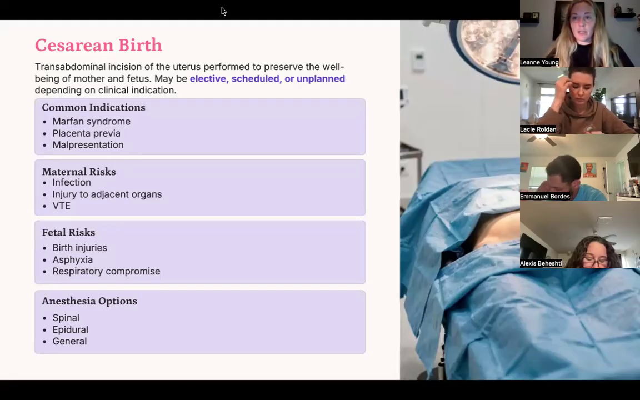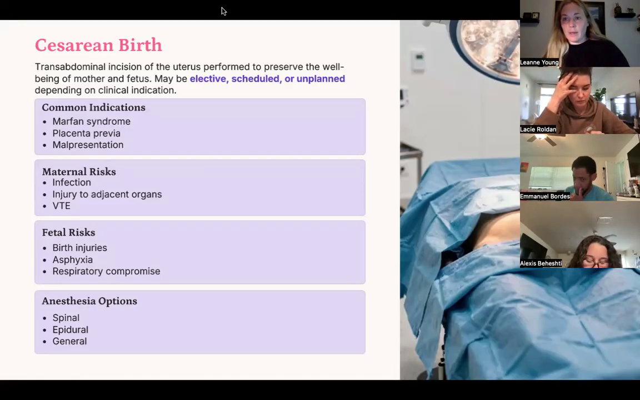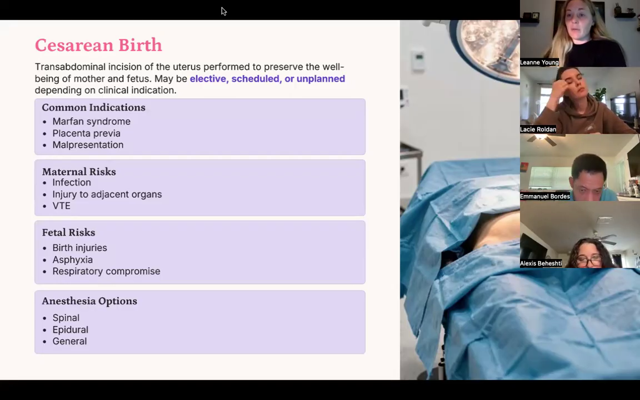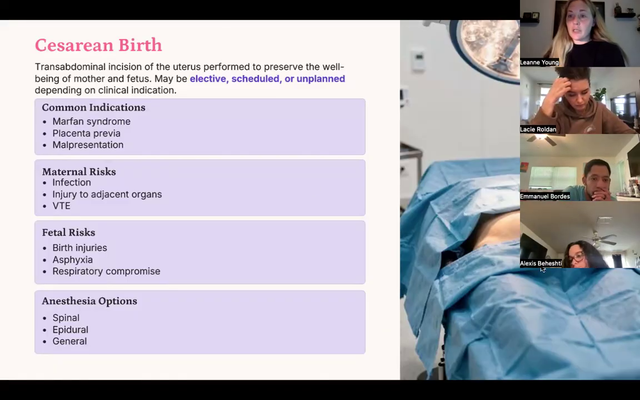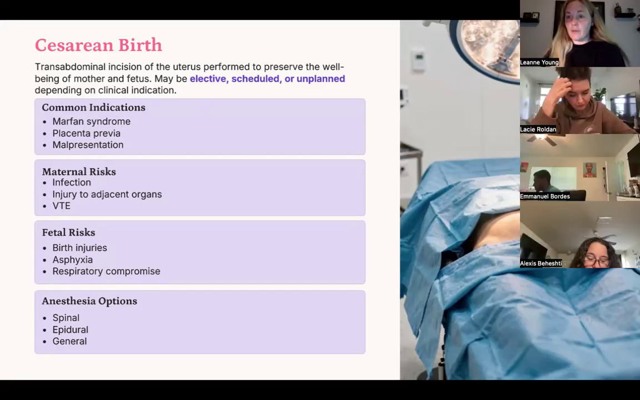So, common indications of a C-section. Why would we have a scheduled C-section, or one that we may need to do medically aside from it being a repeat? If we have a known diagnosis of Marfan syndrome, we need to do a C-section. If mom has a placenta previa, she obviously cannot deliver vaginally, so we need to have that as a scheduled C-section. Or if baby is breech, a malpresentation would be cause for a scheduled C-section.